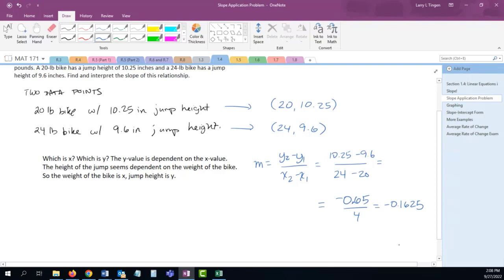9.6 is with the 20. No, the 9.6 is with the 24, yeah. Mm-hmm. Yeah, y2, y1, x.